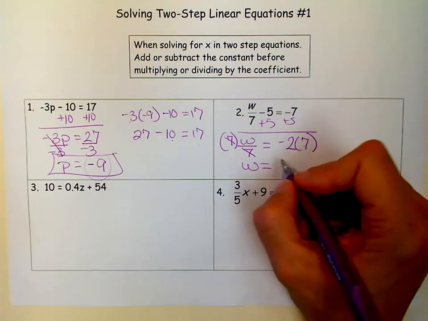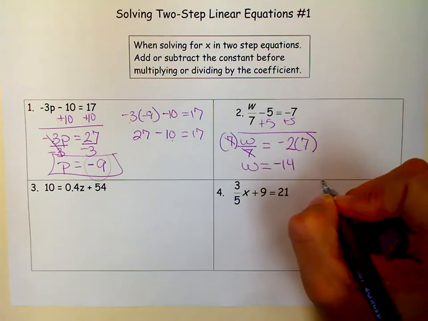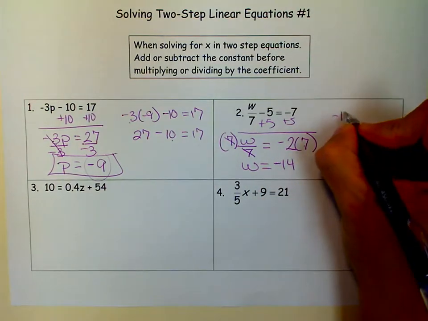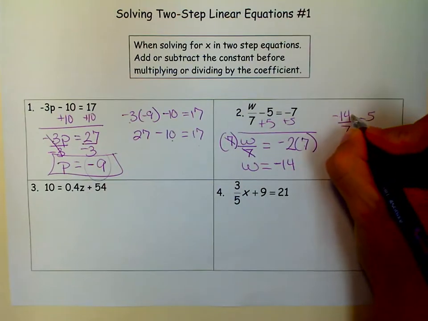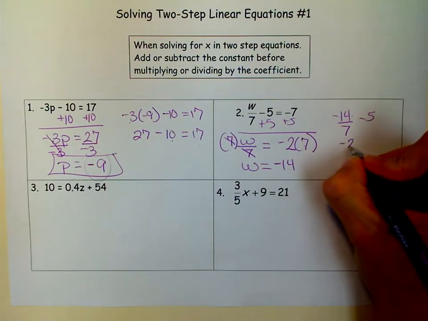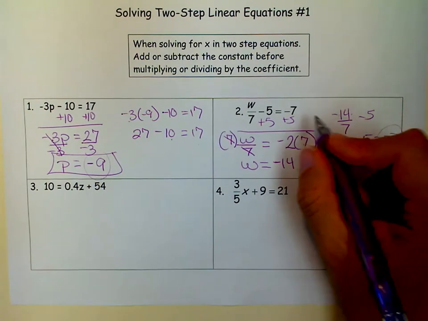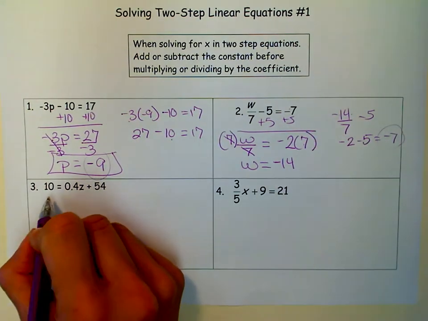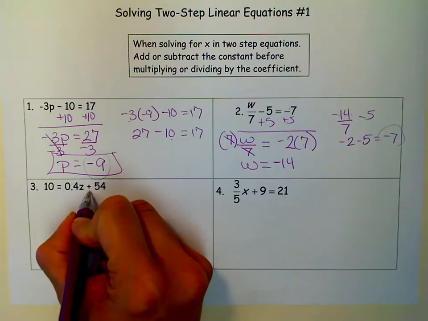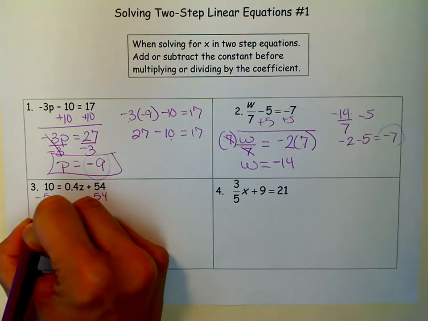Negative 2 times 7 is negative 14, because a negative times a positive is a negative. If I want to check that out, see if it worked, I put it back in for w. Negative 14 divided by 7 is negative 2, minus 5 is negative 7. So, got the same thing. I'm good to go.